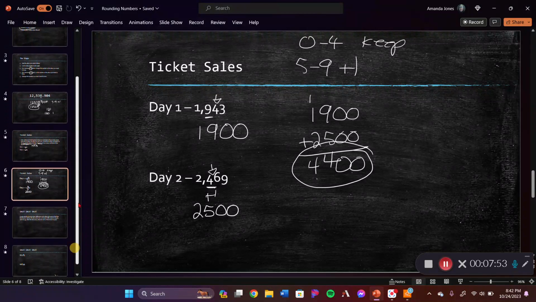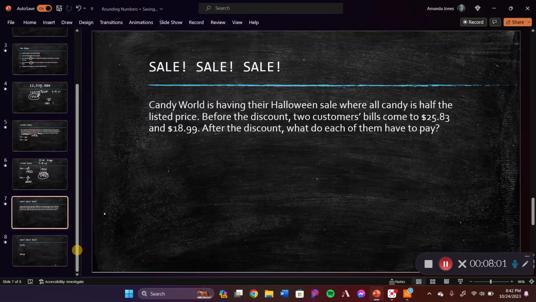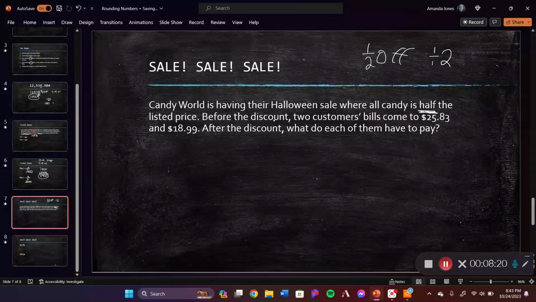Okay, now let's look at an example where certain place values are only needed. And a big one that you'll see in everyday life is money. Okay, so Candy World is having their Halloween sale where all candy is half the listed price. Now key to know in word problems, when you see something is half off, where they want half of something, it means you're going to divide by 2. Then to avoid discount, 2 customers' bills came to $25.83 and $18.99. After the discount, we're going to have to find what did each person have to pay?